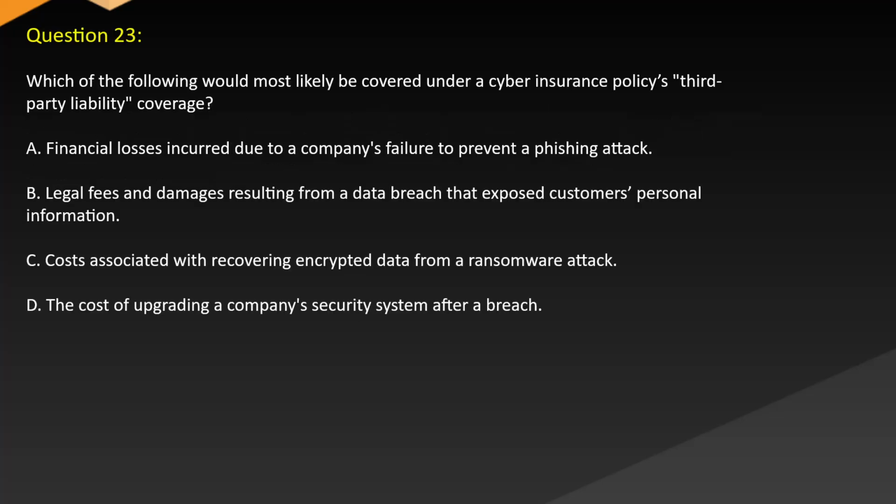Question 23. Which of the following would most likely be covered under a cyber insurance policy's third-party liability coverage? A. Financial losses incurred due to a company's failure to prevent a phishing attack. B. Legal fees and damages resulting from a data breach that exposed customers' personal information. C. Costs associated with recovering encrypted data from a ransomware attack. D. The cost of upgrading a company's security system after a breach.